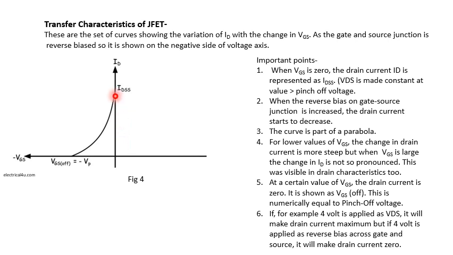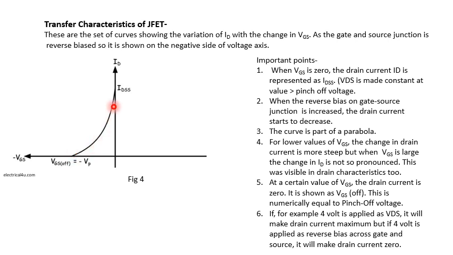The other noticeable and important thing about the transfer characteristics is that if we take the lower values of VGS, then the fall in current is more sharp. And as we go towards higher values of reverse bias, the decrease in the drain current is slower. As we move towards more negative values, or higher values of reverse bias, the decrease in drain current slows down.